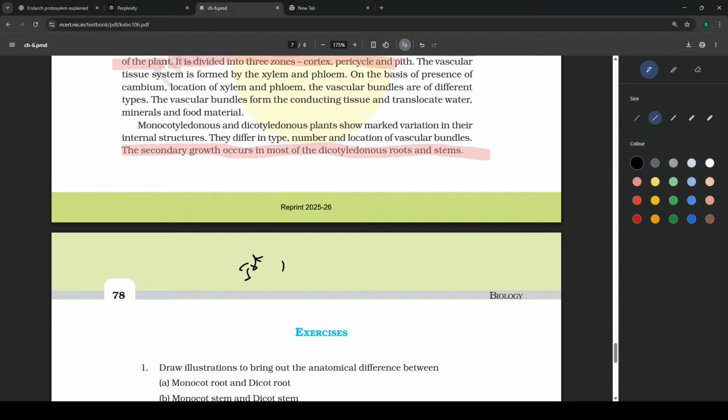First revision of this chapter via NCERT completed.